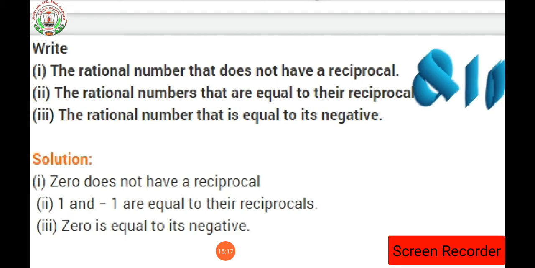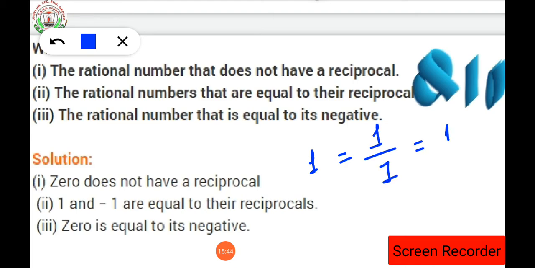Okay. Next, second part of 10th question is, the rational numbers that are equal to their reciprocal. What is the rational number that are equal to their reciprocal? So that rational numbers are equal to their reciprocals are, that is 1. How 1? Suppose 1 is a number, what will be the reciprocal? 1 upon 1 equals to 1, isn't it?